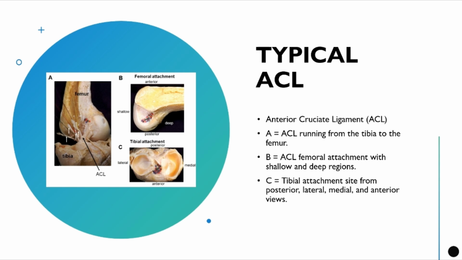First, we have this image of a typical ACL. ACL stands for anterior cruciate ligament. On the left side, picture A shows the ACL running from the tibia to the femur. Image B shows the ACL femoral attachment with shallow and deep regions. Image C on the bottom right shows the tibial attachment site from posterior, lateral, medial, and anterior views.